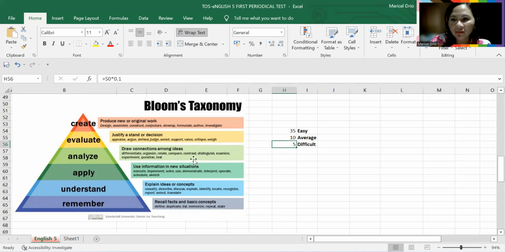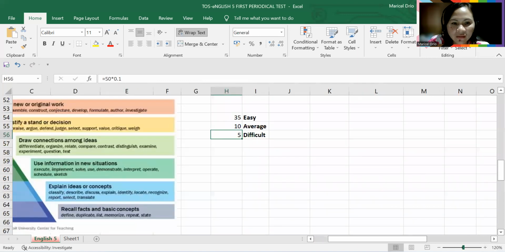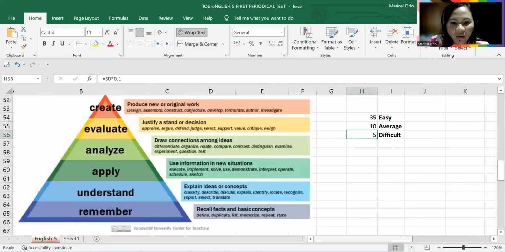So looking back to Bloom's taxonomy, take note that understand and remember are considered to be the easiest. For remember, it means that you are only recalling facts and basic concepts. So we have here define, duplicate, list, memorize, repeat, and state. And for understand, we have to explain ideas or concepts. Examples are classify, describe, discuss, explain, identify, locate, recognize, report, select, and translate.